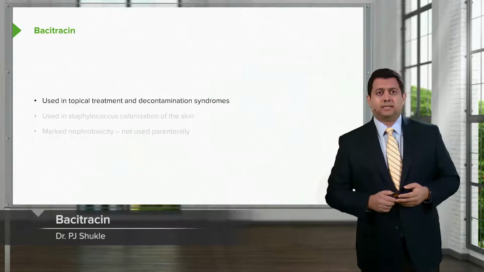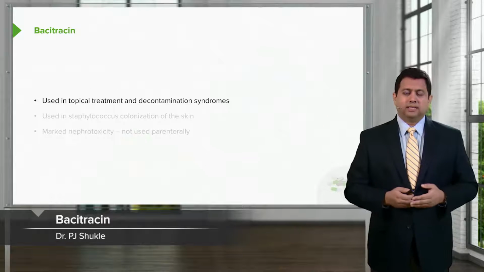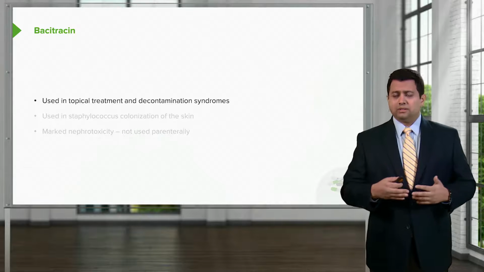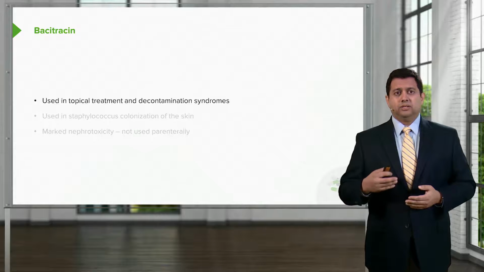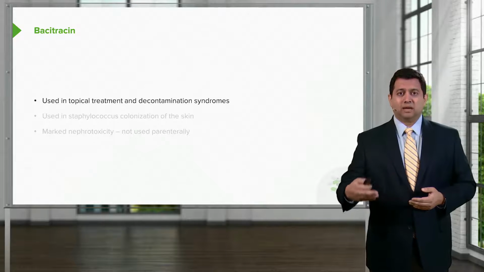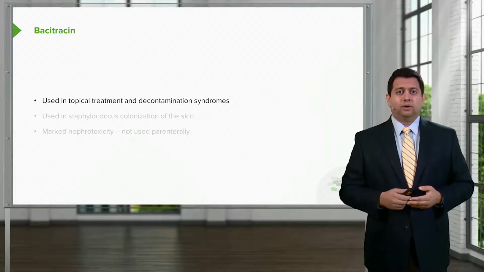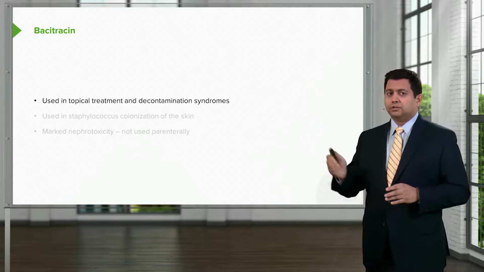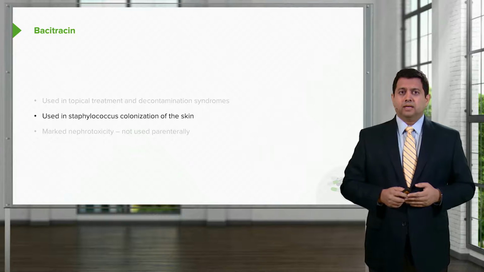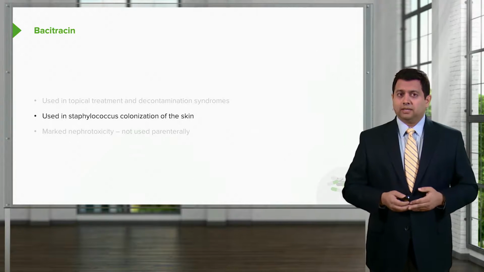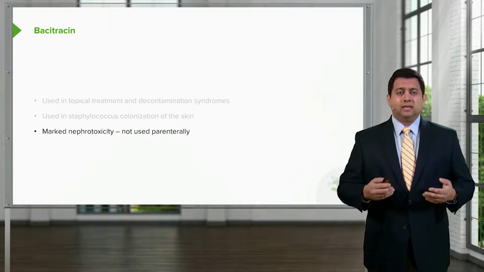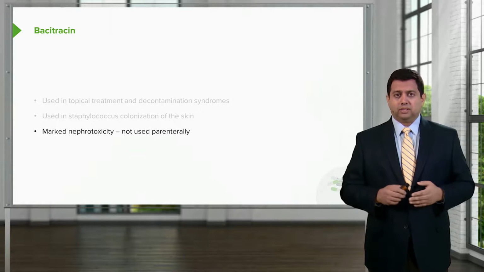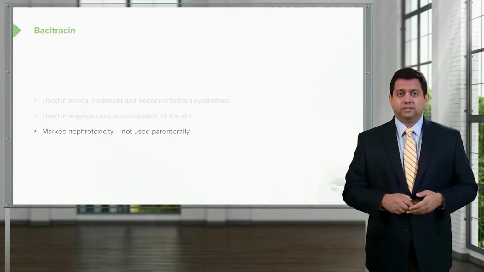Let's talk a little bit about bacitracin. It's not often covered in antibiotic lectures because we tend to forget about it, but it's used tremendously in hospitals. It's used as a topical treatment and decontamination treatment for things like methicillin-resistant Staph aureus. So you'll often see patients being treated with bacitracin in hospital. It's used in Staphylococcus colonization of the skin. Now, it can cause nephrotoxicity, so it's not used orally or parenterally. We only use it topically for practical purposes.